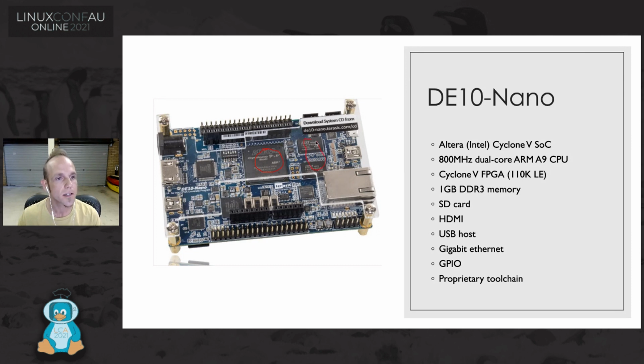So it's got some DDR3 memory, it's got an SD card under here, HDMI for video output, USB hosting, so if you want to plug peripherals into it, gigabit Ethernet, general purpose I/O here in these pin headers on the top and bottom. And I guess most importantly, the thing to point out here is that to develop bit streams for this device, you need to use a proprietary tool chain from Intel. You can get freely available ones, but it's not an open source piece of software.